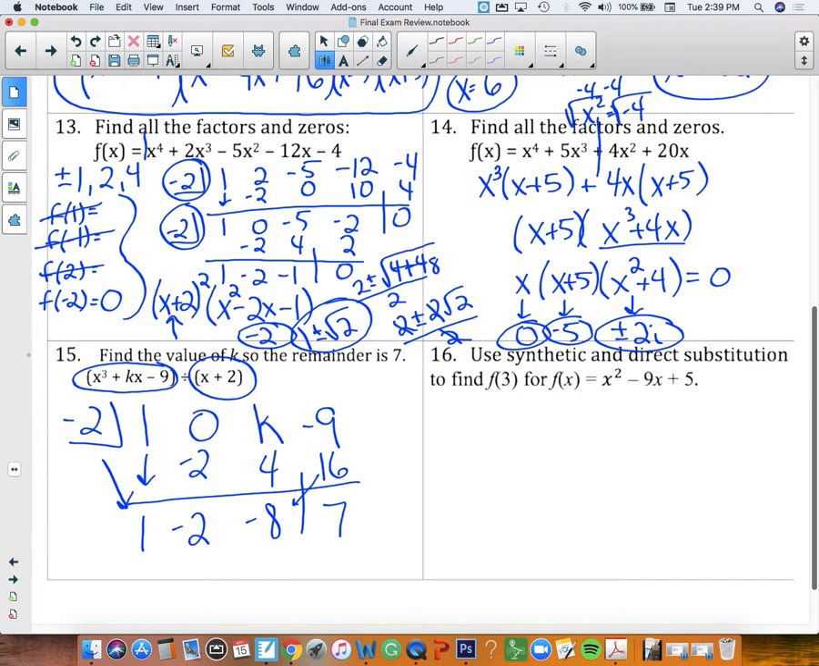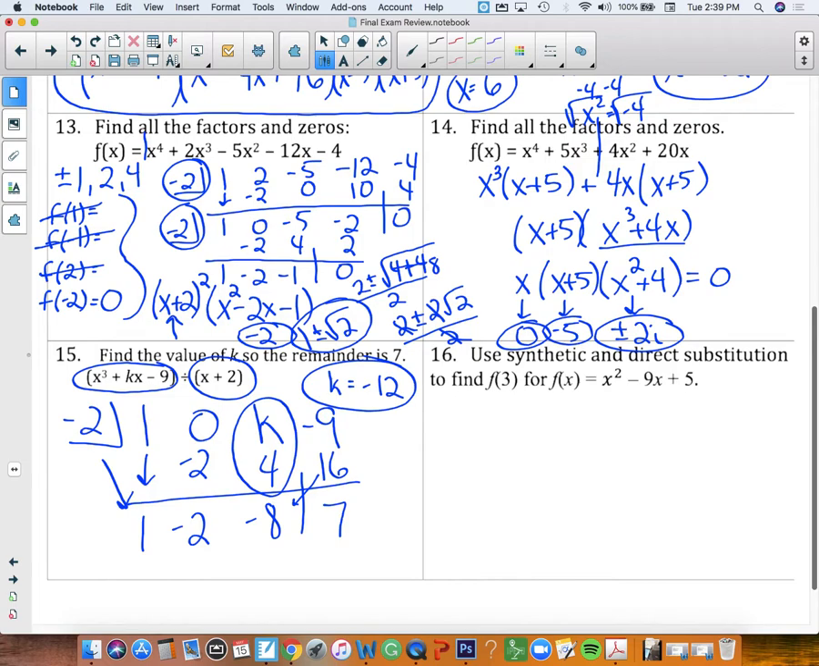Now we can figure out what k is, because what plus 4 gets me to a negative 8? That would be a negative 12. Okay, negative 12 plus 4 is negative 8. That's what k is. All right, so see how that works? You kind of work from both directions to get to that k.